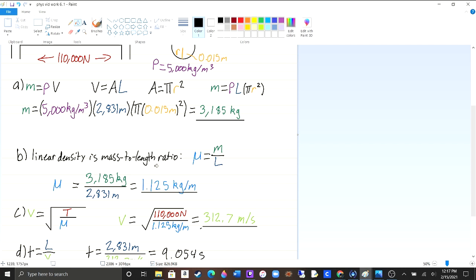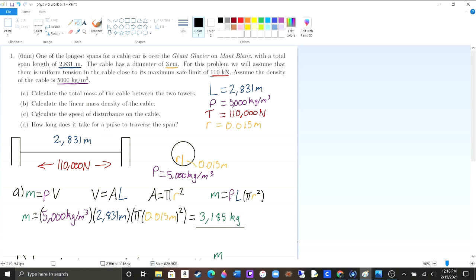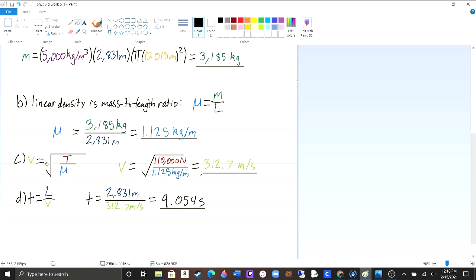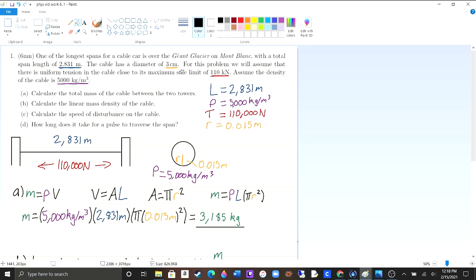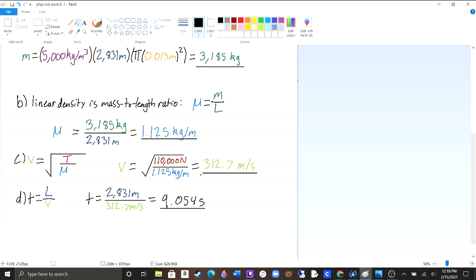So for part C, we have to calculate the speed of disturbance on the cable. So the speed of disturbance is the speed at which a wave would move through the cable. So we can find the velocity of those waves by getting the square root of the tension divided by the linear density. So we have our tension up here. It says 110 kilonewtons, so 110,000 newtons. We plug that in, divide it by our linear density ratio. Plug that all in, we get that our speed of disturbance is 312.7 meters per second.